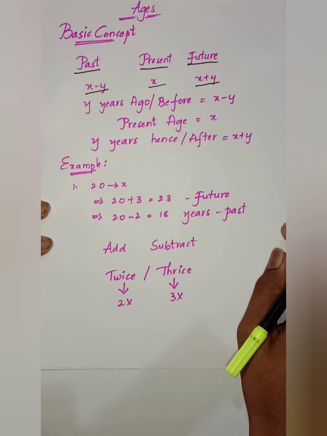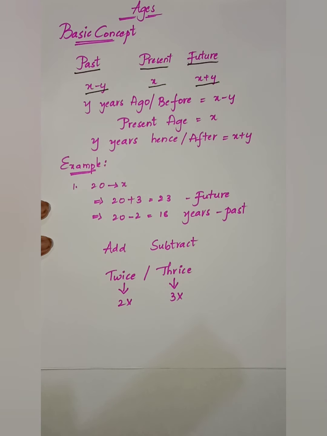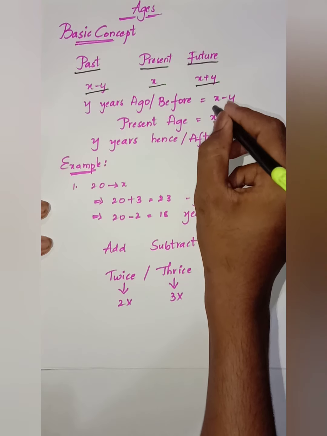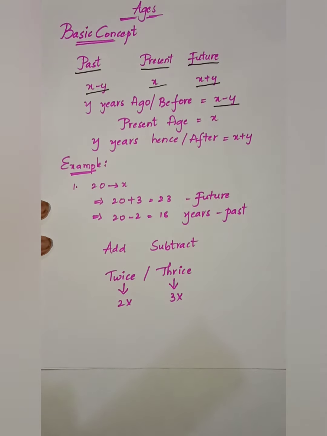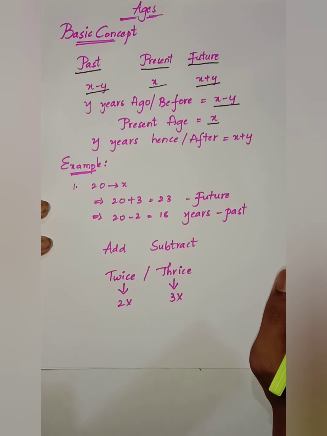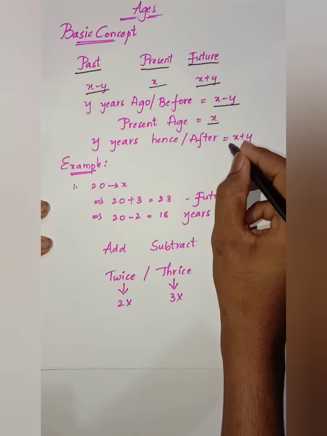So in the question it will be given as y years ago or before. Ago or before means past, so we have to do x minus y. The present age is denoted as x. And y years hence or after means x plus y.